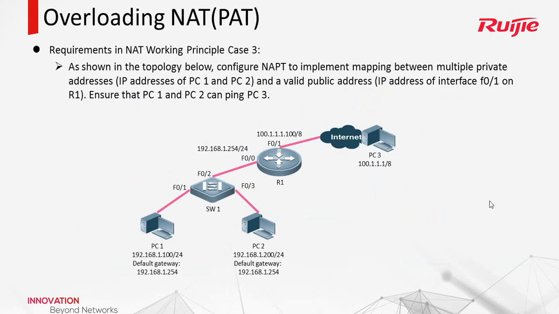Okay. We already learned the static and the dynamic NAT, but sometimes maybe we only have one public IP address, so we can use another technology, overloading NAT. We also call it PAT to address the problem. This time we have PC1 and PC2, but just one public IP address.